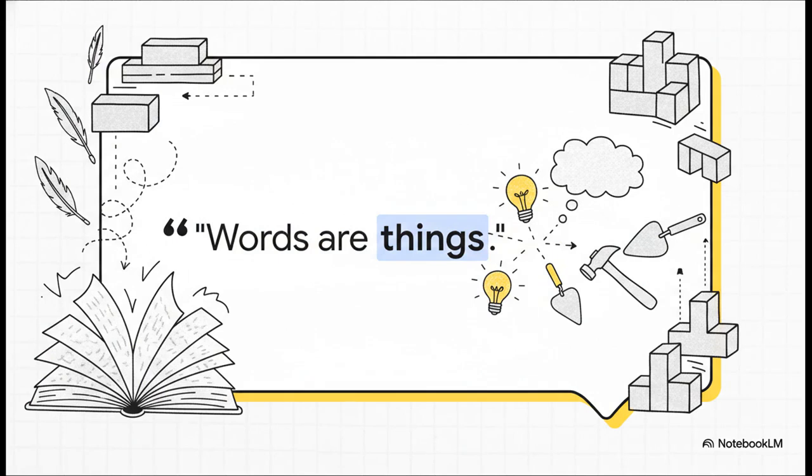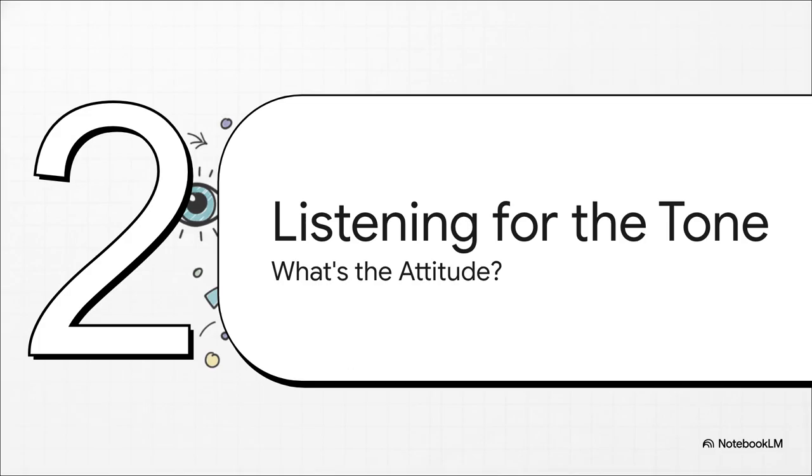The incredible Maya Angelou once said, "Words are things." And she was so right. They aren't just empty labels, they have weight, they have power. Every single word an author picks is a deliberate choice to build a very specific idea or feeling inside your head. All right, time to pull out tool number 2, listening for the tone.